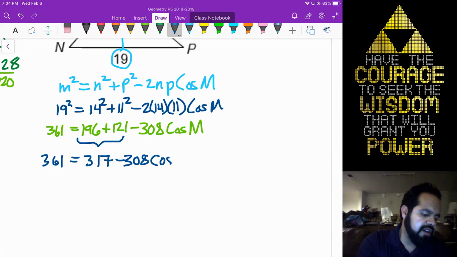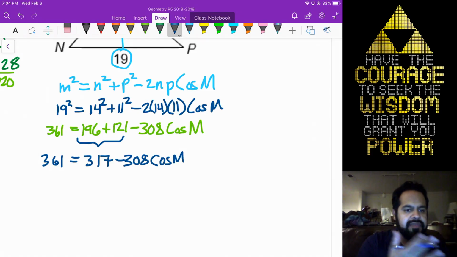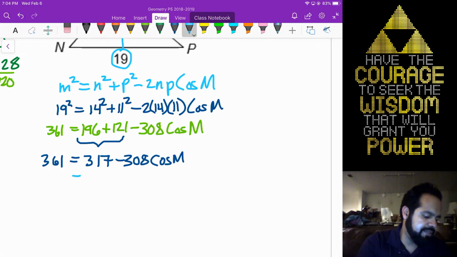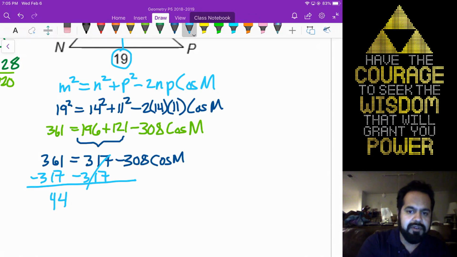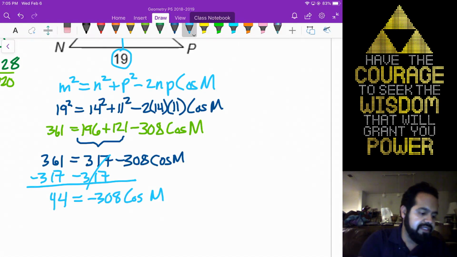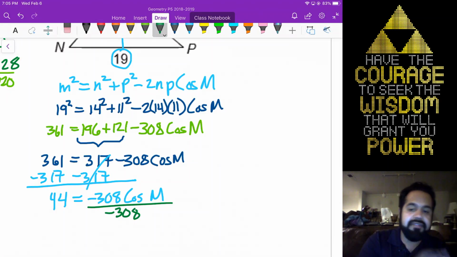And now this is just our algebra problem. This is just us now solving for cosine. So we're going to subtract 317 from both sides. So then we're going to have 361 minus 317, which is 44. So 44 is equal to negative 308 cosine of M. Now what we're going to do is divide out the 308, but not just a plain old 308, a negative 308. Whatever sign is there, that's what we're going to divide out.